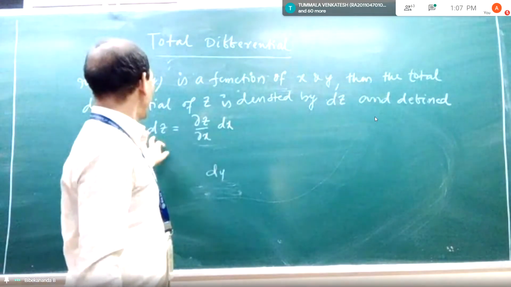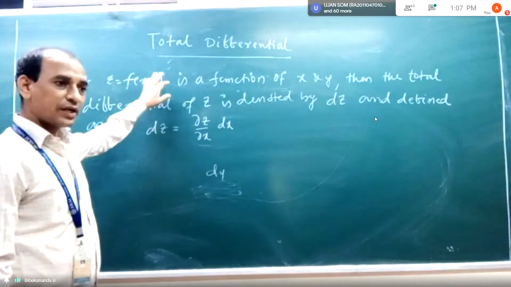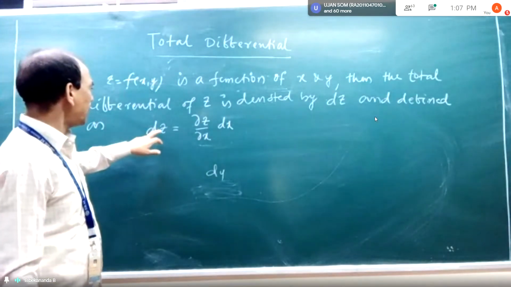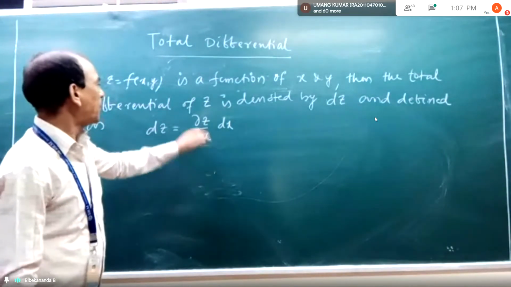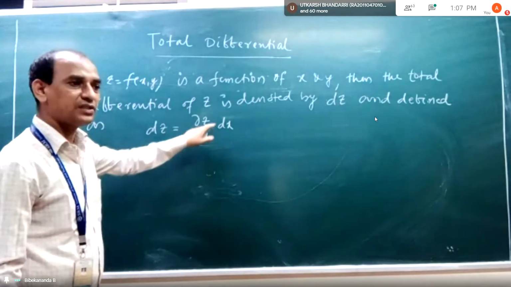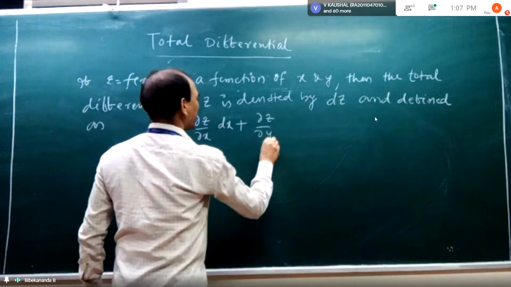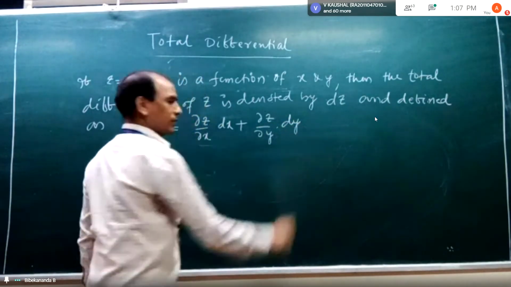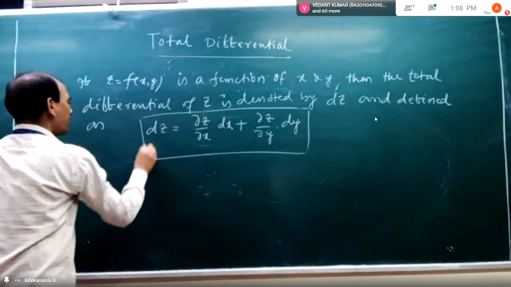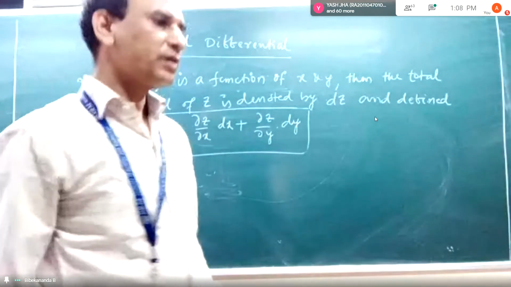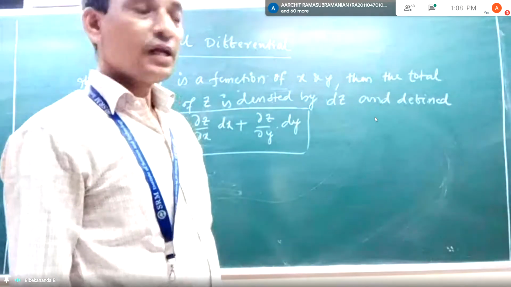So dz, z is a function of x y, where x and y are independent variables, then the total differential of z is equal to the partial derivative of z with respect to x into dx plus the partial derivative of z with respect to y into dy. So this is called the total differential of a function z equal to f of x y.